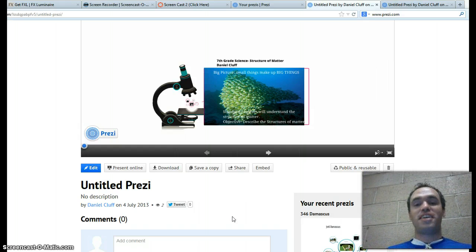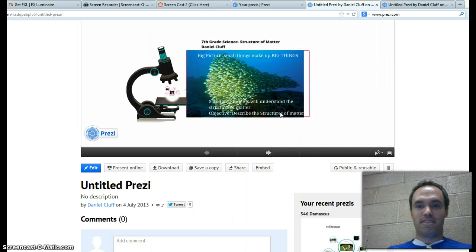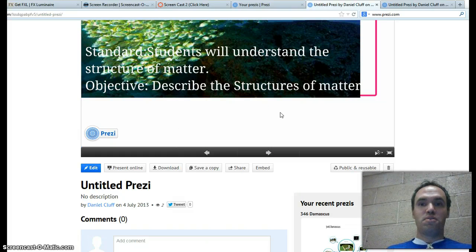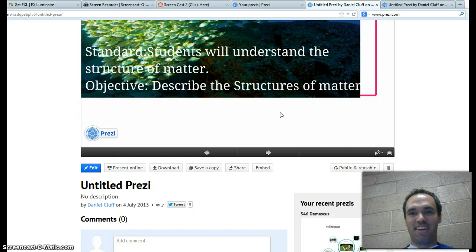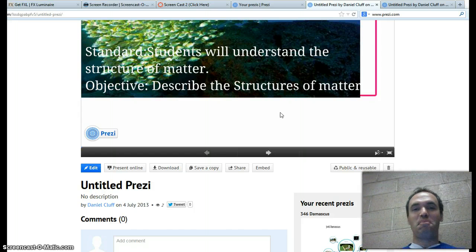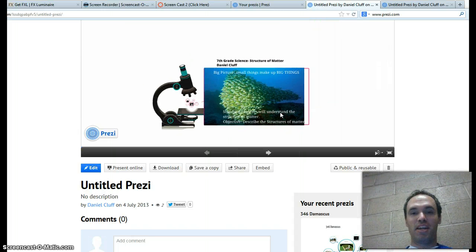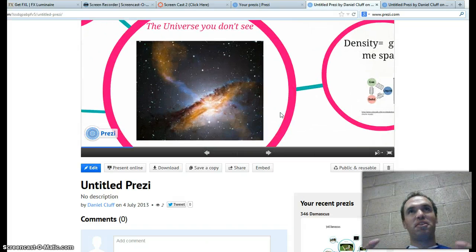So, in teaching science, the main standard that I'll be covering on here is that students will understand the structure of matter. Our objective is to describe the structures of matter. And a very fun part of life, if you think about it, like a school of fish here, is that every little thing can play part of the bigger group.